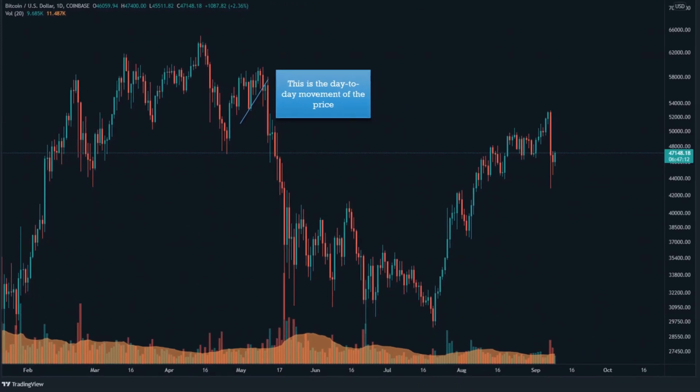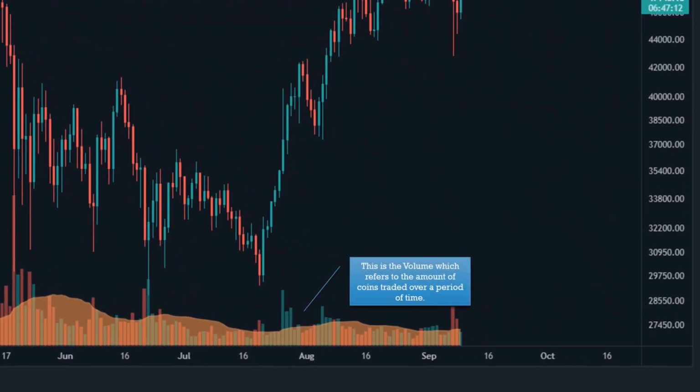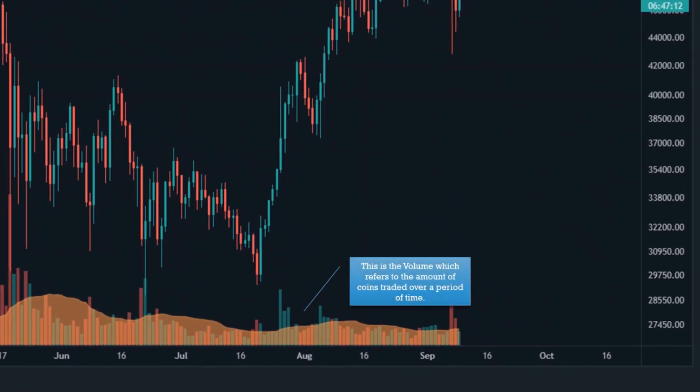And the lower portion is the volume indicator. Volume refers to the amount of coins in the crypto market or shares in the stock market traded over a period of time. The higher the volume bar in a daily chart, the more trading participants, buyers and sellers, took part in the day's trading activity.